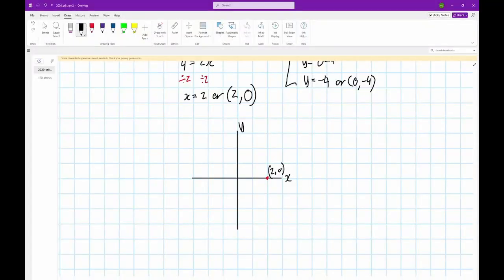Sure. You'll understand that it's important to put the coordinates because that's how you get the marks. Yeah, so I'm just going to plop that down there at (2, 0), and then our other point is at (0, -4). So (0, -4).